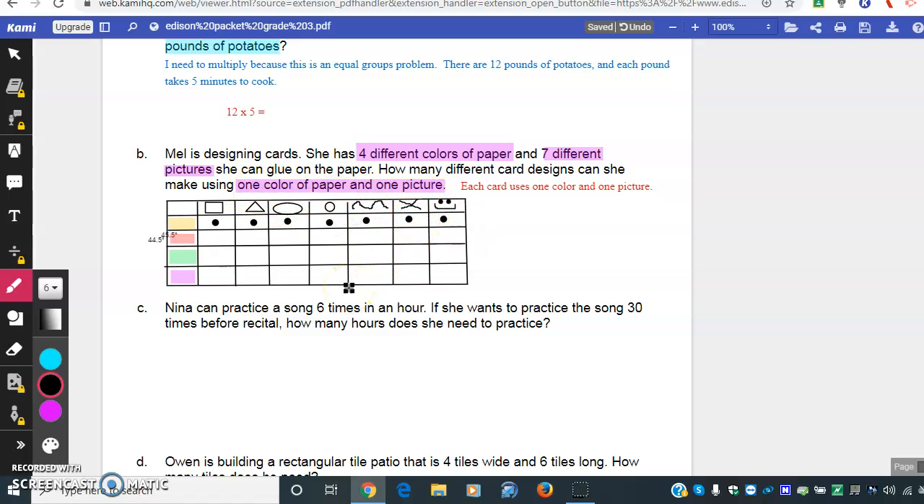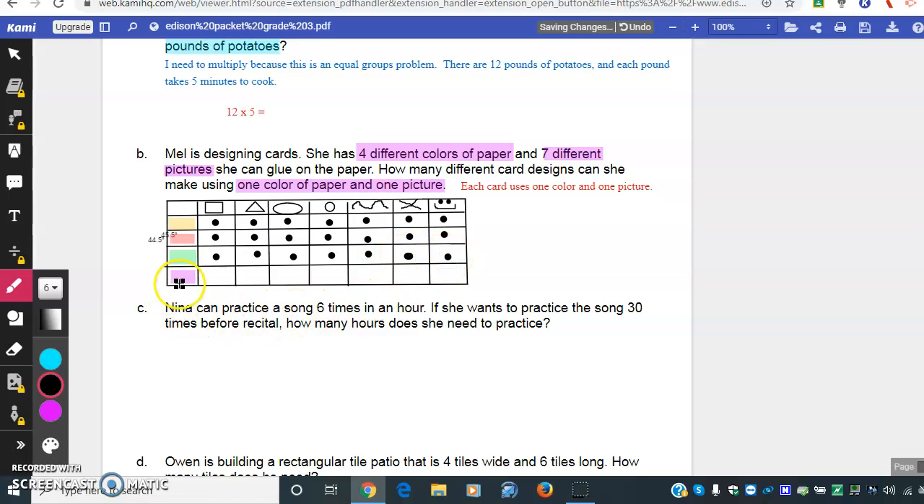And then she can do it all over again, this time using red. These are her 7 pictures. She doesn't have any other pictures. So she can do a red card with a rectangle, a red card with a triangle, a red card with an oval, a red card with a circle, a red card with a squiggly, a red card with an X, and a red card with a smiley face, and do it all over again with green. Green with a rectangle, with a triangle, with an oval, circle, squiggly line, X, and smiley face.